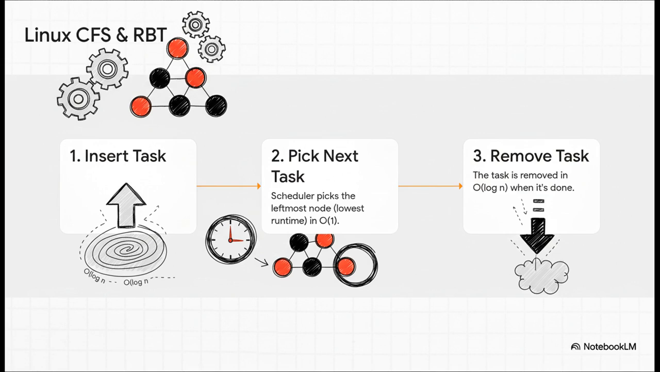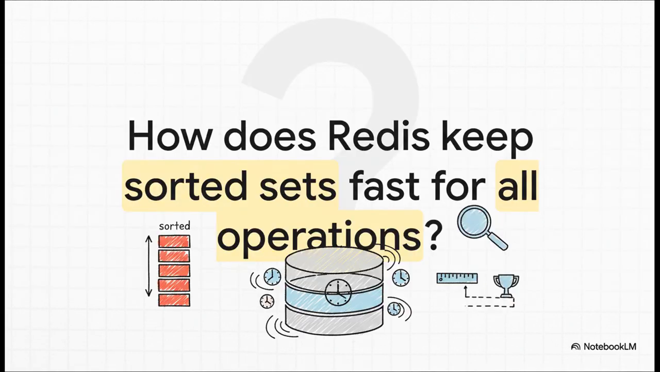In a sorted binary tree, where is that task? It's always the one all the way to the left. Finding that is an O(1) operation. It's basically free. It is the absolute perfect tool for this exact job. So elegant.